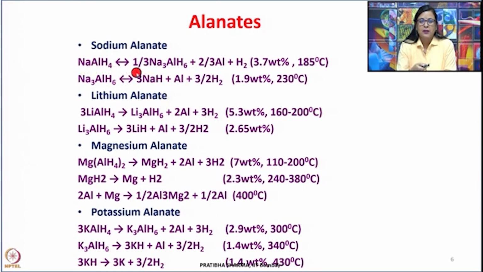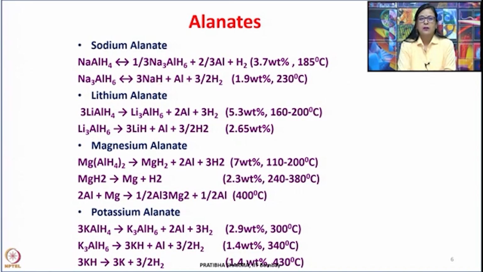NaAlH4 can give hydrogen at a temperature of 185 degree centigrade, releasing 1 mole of hydrogen and producing Na3AlH6 plus 2/3 Al. Now this compound which is formed at 185 degree centigrade, Na3AlH6, can further give another 3/2 mole of hydrogen producing NaH at 230 degree centigrade, which is approximately 1.9 weight percent. However, if we want to get more hydrogen out of the NaH, that will require very high temperatures.